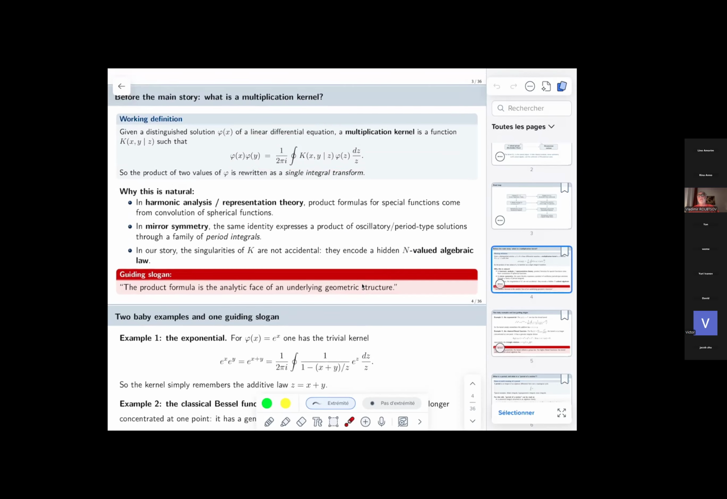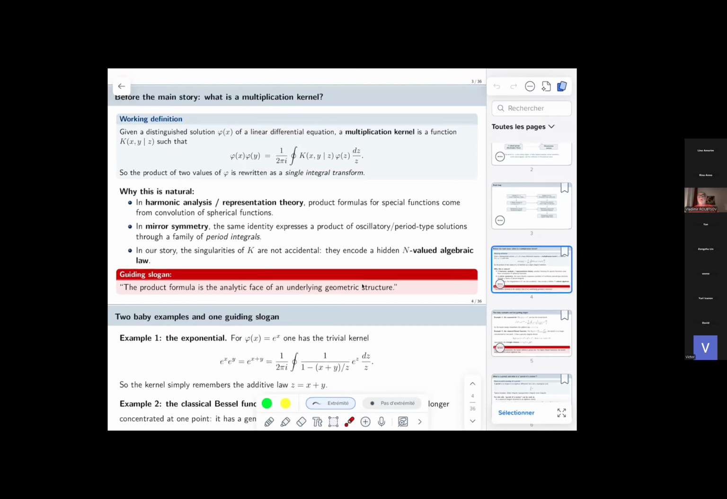All right. So phi of x is a solution of some differential equation, just with complex analytic coefficients, or what? In principle, it will be a holomorphic solution. In principle, in my talk, I will consider analytic solutions. All right. Okay. Why is it natural?